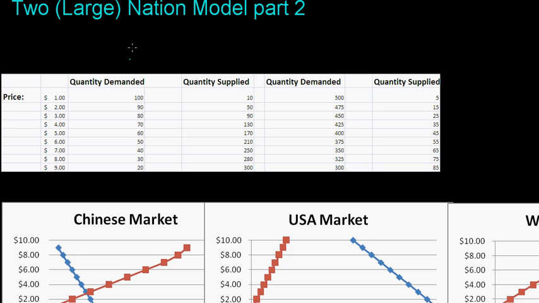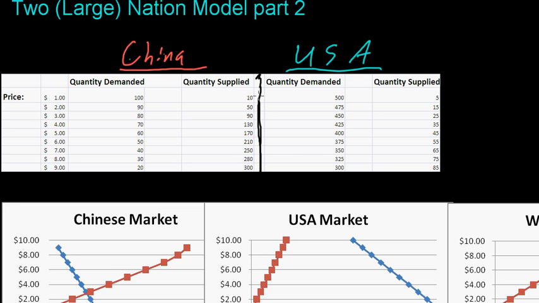So just to reiterate, this is the exact same table that I had in Excel in the last video. This was the Chinese market, and I'll try and even keep the colors as similar as I can, and then this was the American market. So this is the dividing line right here, and I should probably make that a little bit clearer. To the left of that black line is the Chinese market, and to the right of that black line is the American market.